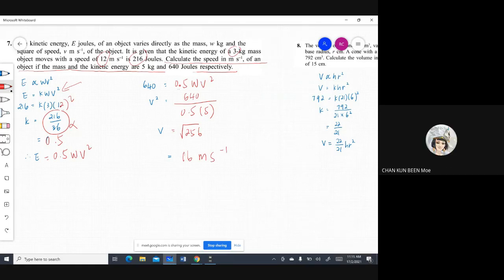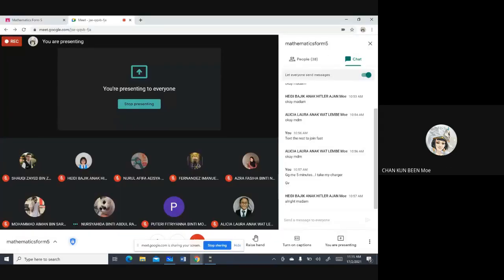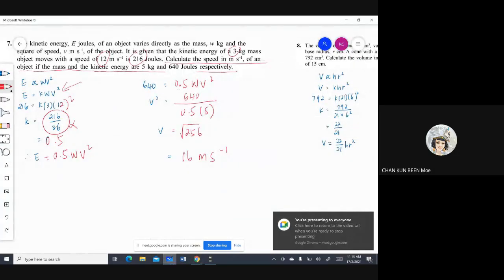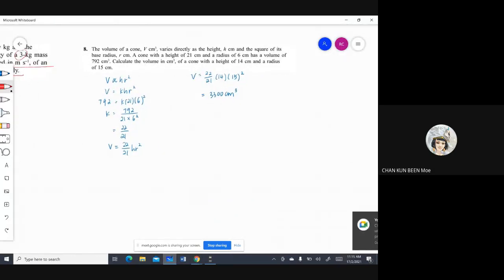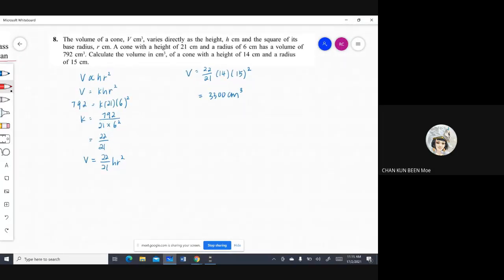You're all attentive. Okay, we have 38 right now. Now we continue with question number 8. Okay, question number 8. We go through fast. The volume of a cone, V cubic centimeter, varies directly as the height, h centimeter, and the square of its base radius, r. So you write like this, V varies directly as HR squared. A cone with a height of 21 centimeter and a radius of 6 has a volume of 792. So replace the height with 21, the radius with 6, and the volume 792. Okay, you get the value of K, which is 22 over 21.